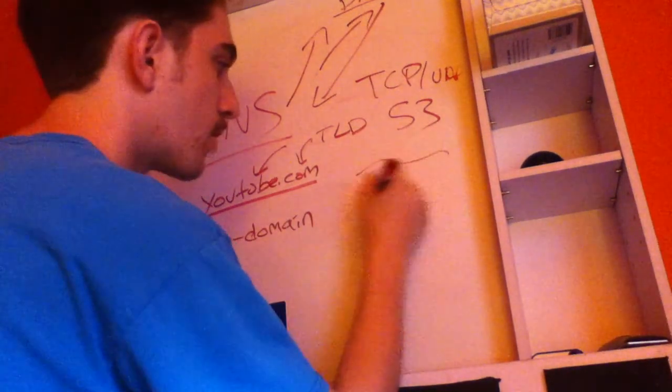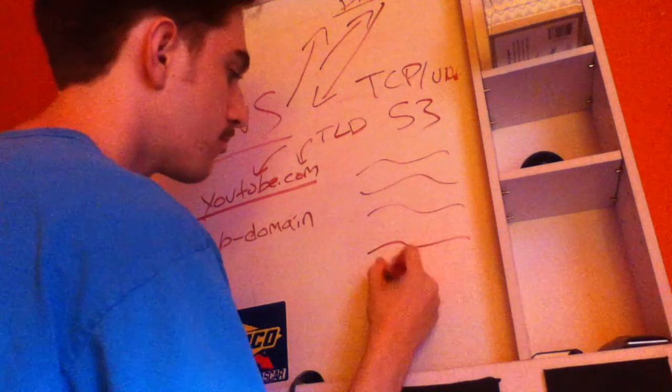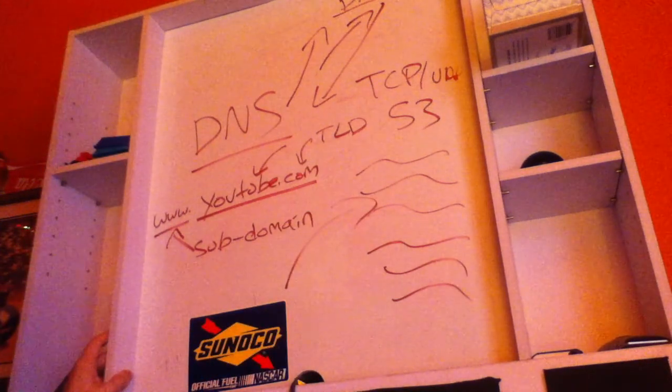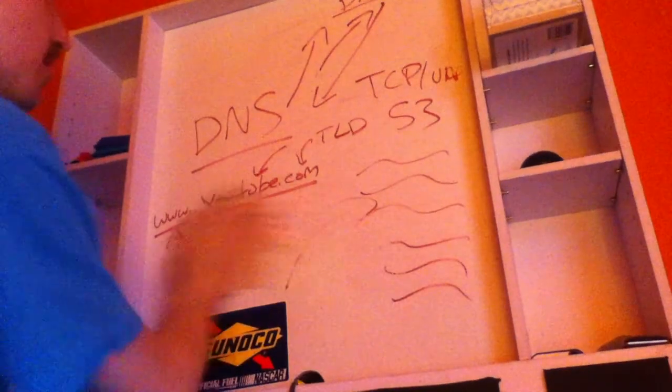It'll get the IP address of YouTube.com. It might return several IP addresses, which it will. And then the computer will just randomly pick one of those. And it'll connect to that. So that's how that works.